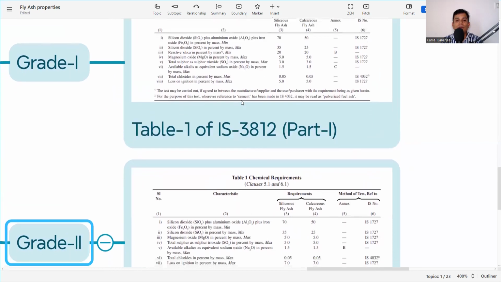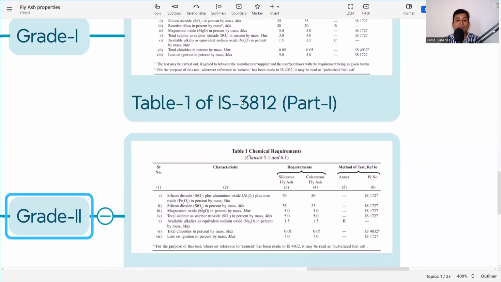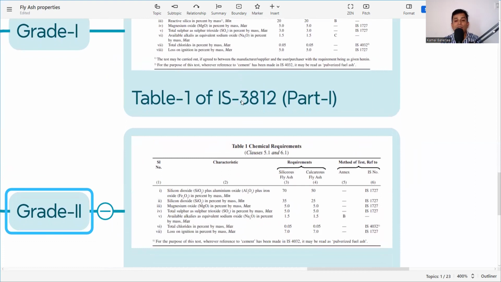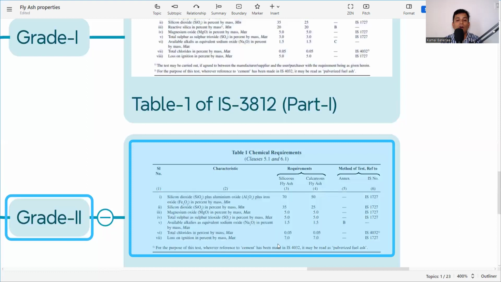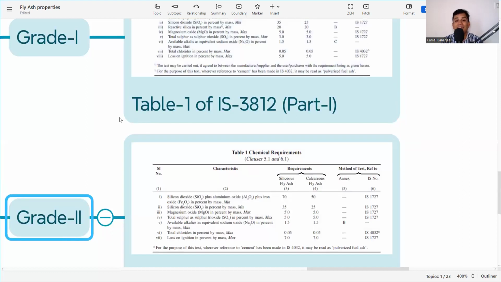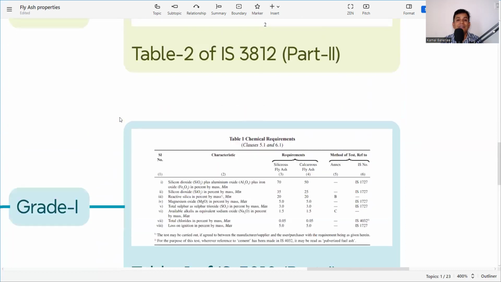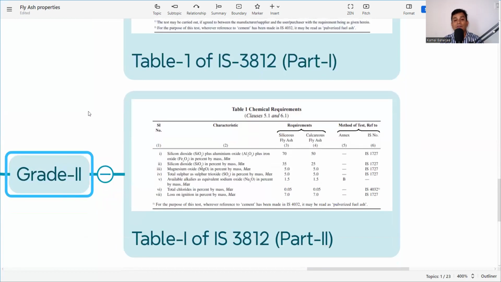35 and 25. More or less, table 1 for grade 1 and grade 2 is the same, but the loss on ignition here is 5 and here it is 7. So more or less it is the same, but in the physical properties there is a difference. That is the difference in physical and chemical properties. It differentiates grade 1 and grade 2, and according to the grade we select our fly ash for our concrete production, or as an admixture in concrete production, or anything else.